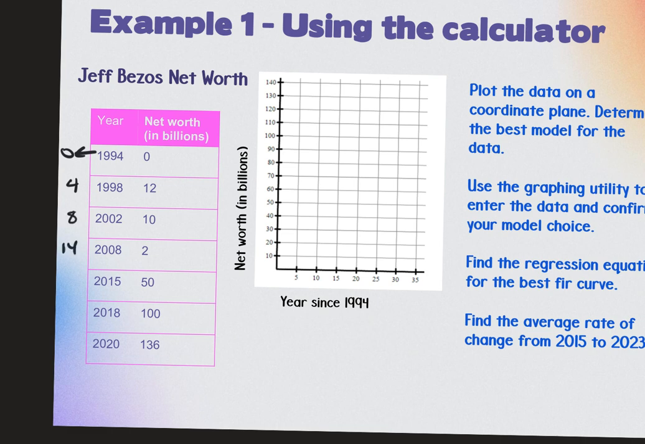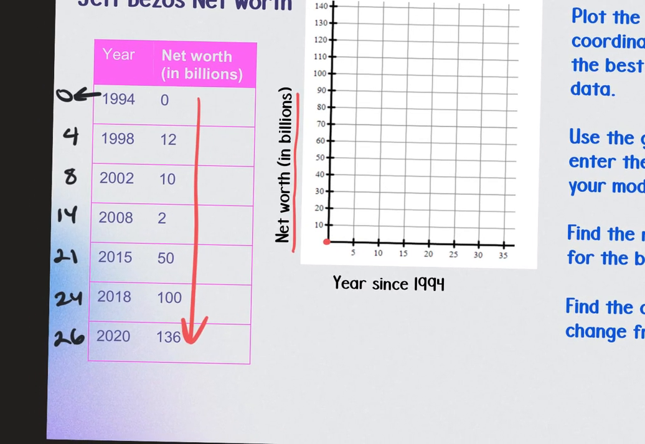Then 6 more, that'd be 14. And then 7 more, that's 21. 3 more, that's 24. And 2 more, that's 26. So when you go to plot this on your x-axis, again, you're not plotting the actual year. You're plotting years since the beginning. And then on the left-hand side, it says your net worth in billions, which is what this is, okay? He started out like the rest of us, poor, right? He started out at 0. And then in 98, which would have been year 4, he was at $12 billion. So a little bit up here.